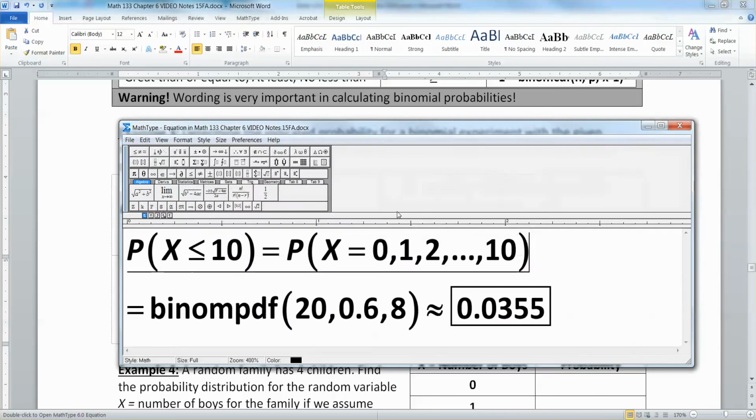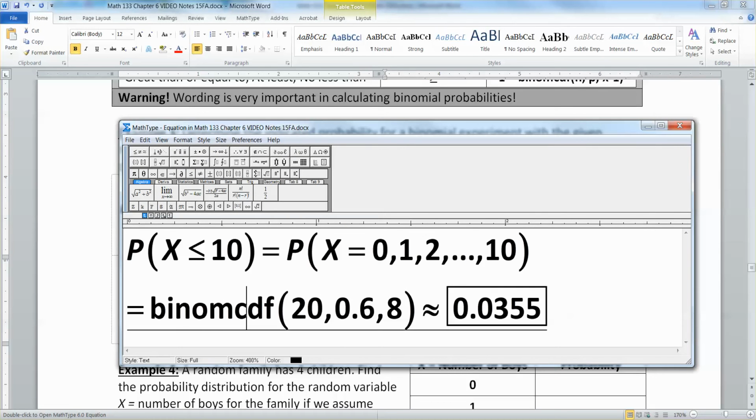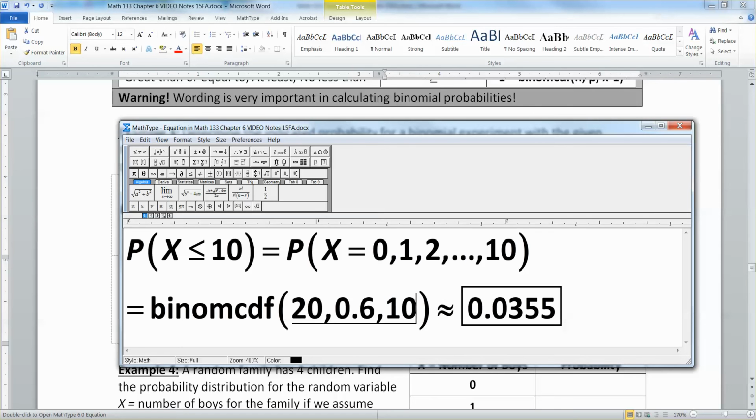So what we're going to do is make the calculator do it for us with the CDF function. CDF stands for cumulative. So what it does is it adds. It's going to take your probabilities of 0, 1, 2, 3, 4, 5, 6, 7, 8, 9, 10, and add up every one of those probabilities and get a number for you. All right, so let's do that.